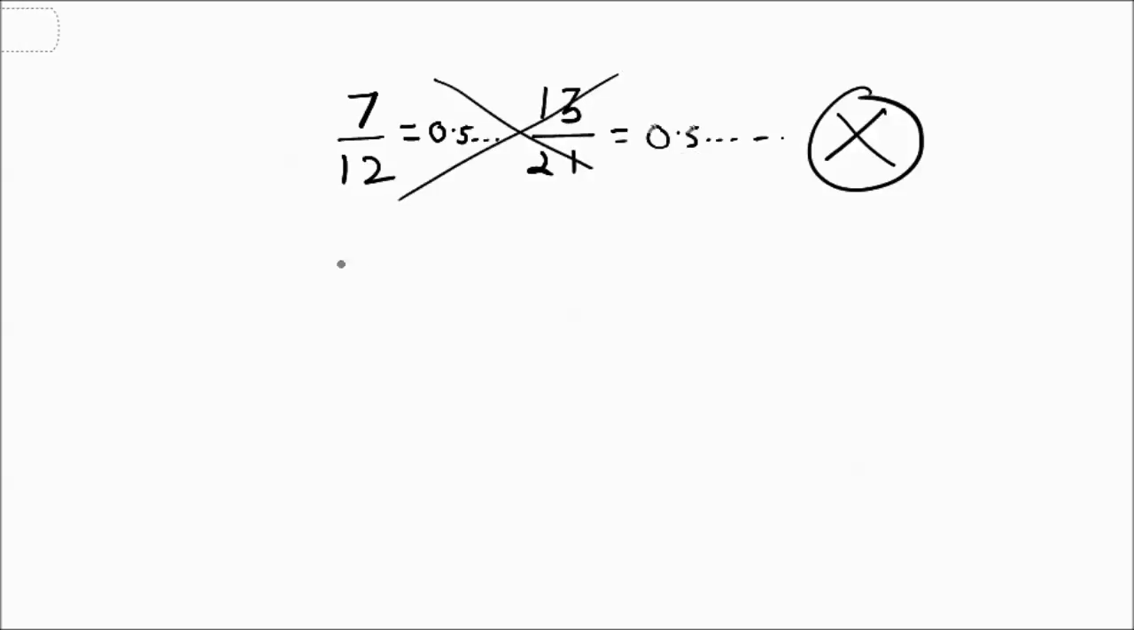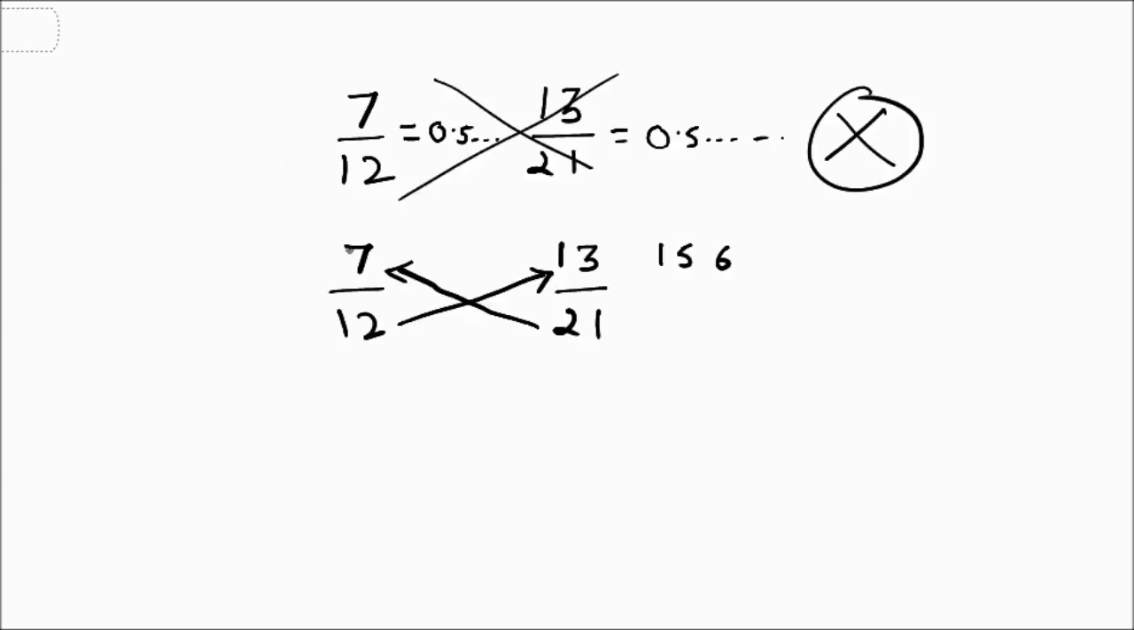The technique which I am going to tell you is a new one. Again, I am writing down the ratios: 13 by 21 and 7 by 12. You have to simply cross multiply. Multiply the denominator by the numerator, so you are going to get 156 here, and multiply this denominator by this numerator here, so you are going to get 147.